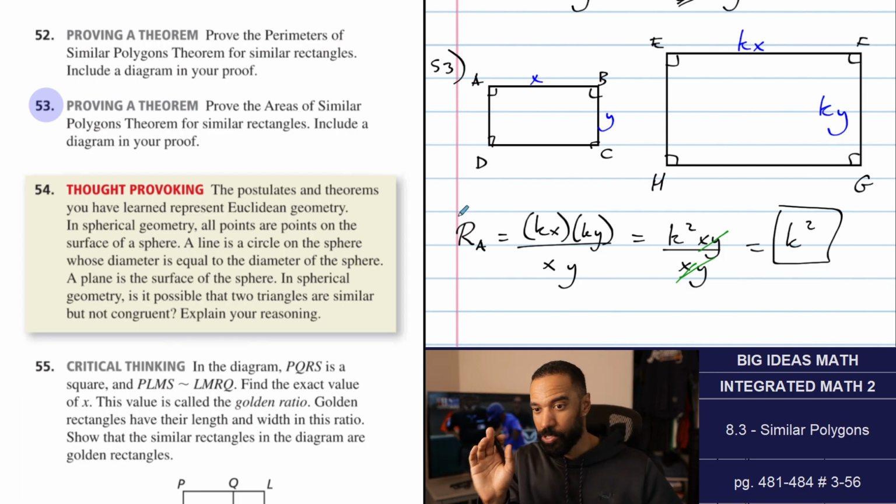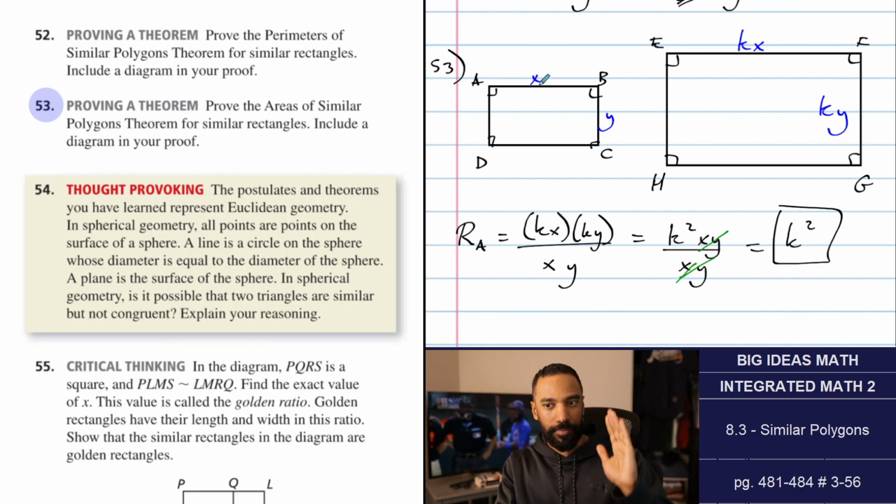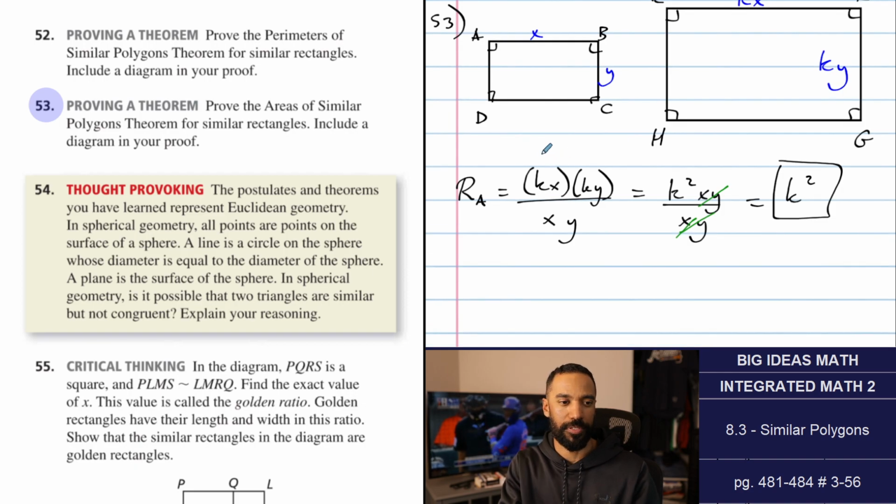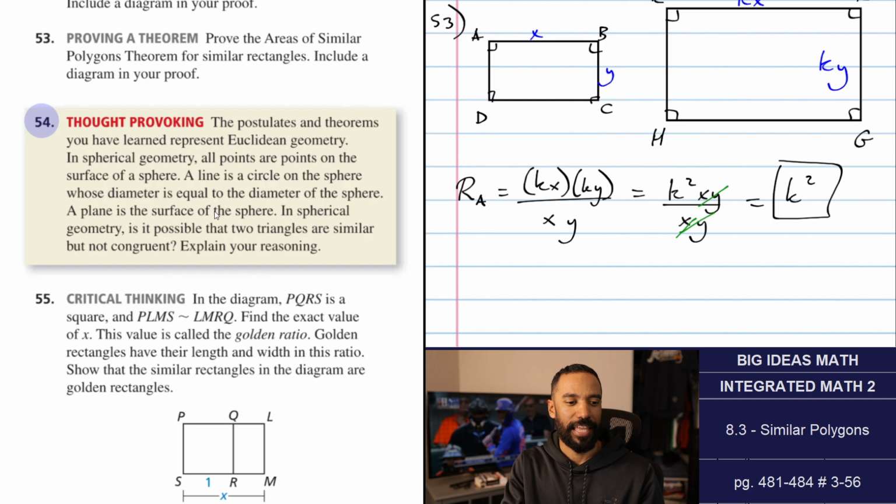These were rectangles. That's why I did x times y and kx times ky, because the area of a rectangle is base times height, length times width. And that's what I was doing for those ones. I think obviously I could do a whole paragraph proof, but I think that kind of just makes sense with this stuff here. Ooh, those get confusing.